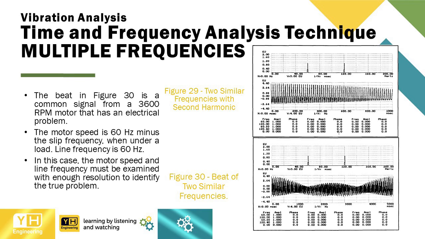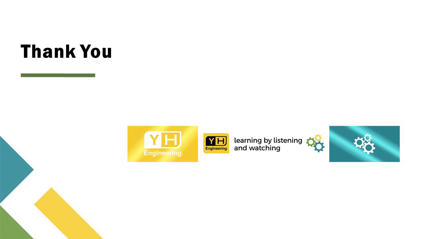frequency. The beat in figure 30 is a common signal from a 3600 RPM motor that has an electrical problem. The motor speed is 60 Hz minus the slip frequency, when under a load. Line frequency is 60 Hz. In this case, the motor speed and line frequency must be examined with enough resolution to identify the true problem.